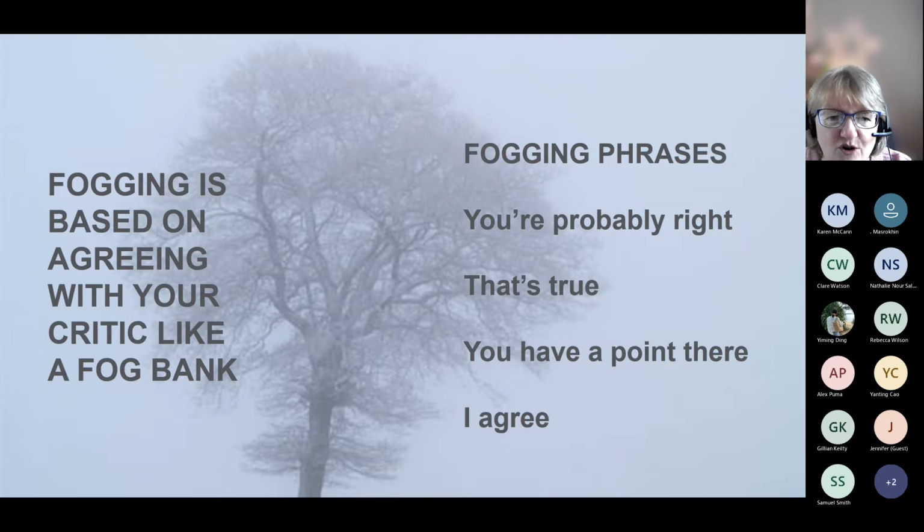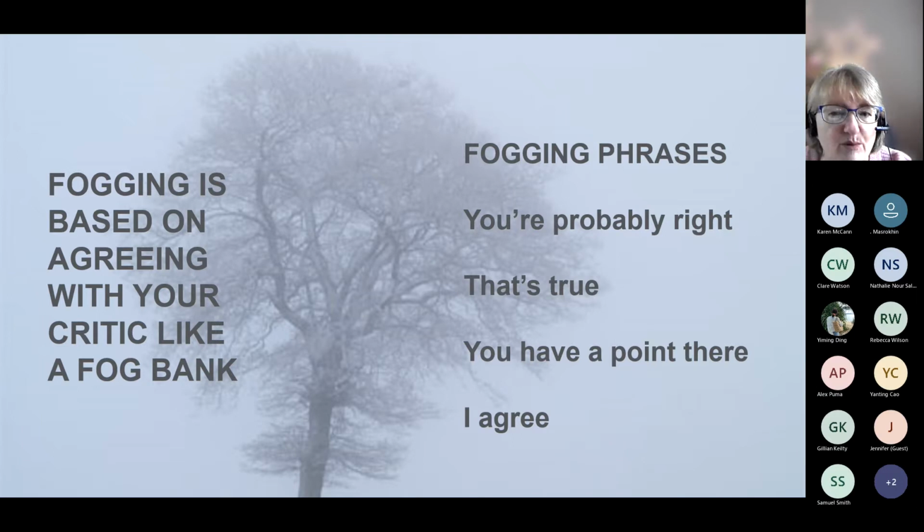So some typical fogging phrases you'll see on the slide there. You're probably right. That's true. You have a point there. I agree. And of course, the tone of voice and the body language have to be appropriate, have to be sincere. So if you deliver one of those with a sarcastic tone or a curl of the lip, then it will just create more anger. So it has to be done sincerely.